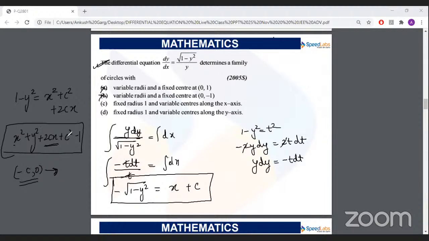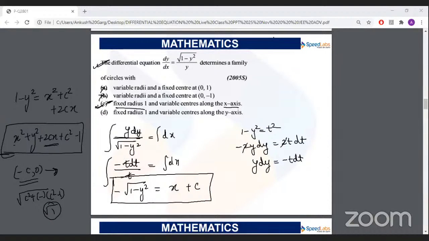Is the radius fixed? So let us see. That will be under root of g square plus f square minus c, where g is minus c and f is 0. So that will be under root of c square minus (c square minus 1). So yes, it is coming out to be root 1, that will be 1. So a fixed radius of 1 and variable centers along which of the axes? The y coordinate is 0, right? So along the x-axis. So option C is the correct answer. Okay.